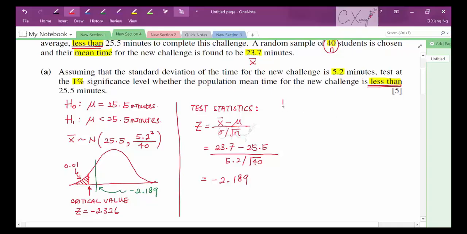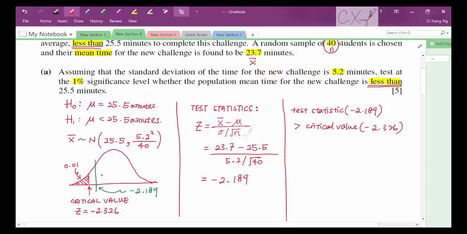Okay, so before I make any conclusion, I'll write out the comparison result, where my test statistic, which is negative 2.189, is greater than the critical value, which is negative 2.326. So again, from the diagram, you can see very clearly that it falls under the acceptance region. Therefore, our conclusion will be do not reject the null hypothesis.